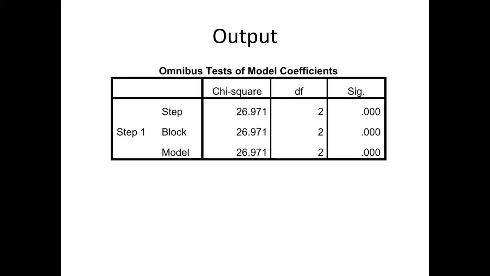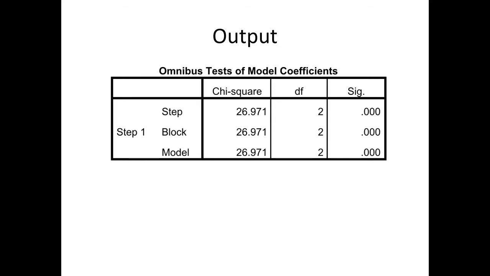The first important table you get, now remember there are blocks, block 0 and block 1, and I'm going to skip over some of those tables and focus only on the important ones. The first one that you get is this omnibus test of the model coefficients. You'll notice right away that this is a chi-square test. This is going to be similar to the ANOVA table that we looked at in linear and multiple regression. This is going to be looking at whether it's significant or not, so ultimately, whether we're rejecting the null or not.